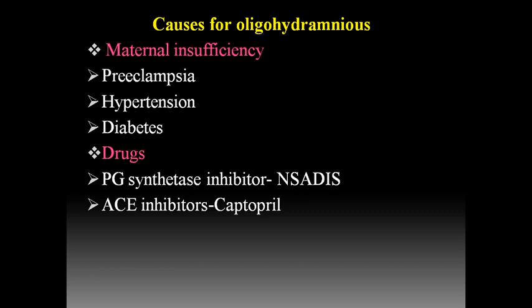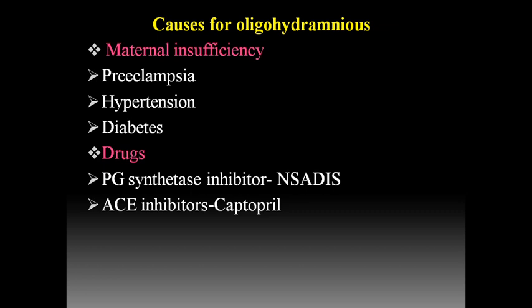Next, if the mother has diabetes mellitus during the pregnancy. Next, a cause for oligohydramnios is the use of certain drugs like PG synthetase inhibitors. PG means prostaglandin synthetase inhibitors like NSAIDs. Next, ACE inhibitors like captopril. If the mother uses these drugs, that will lead to oligohydramnios.